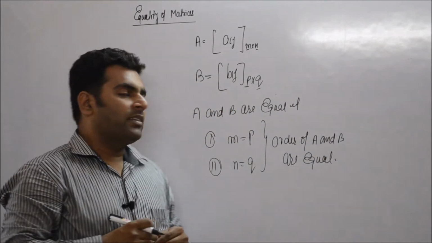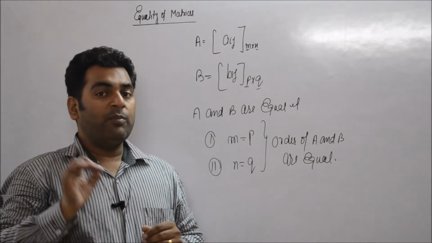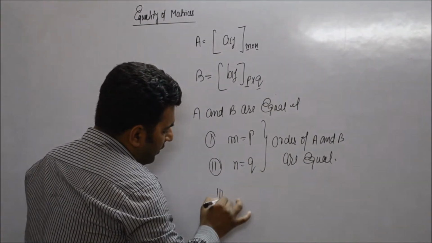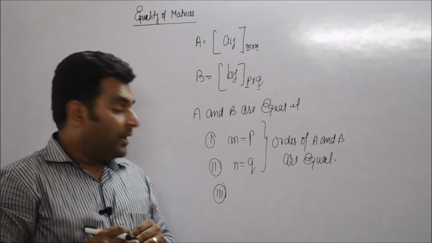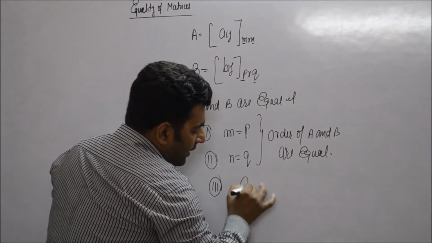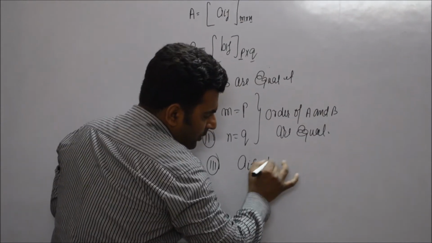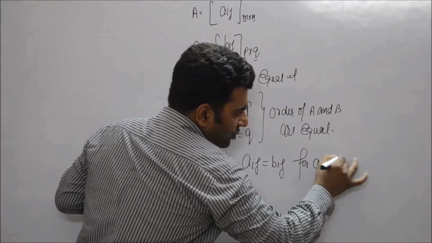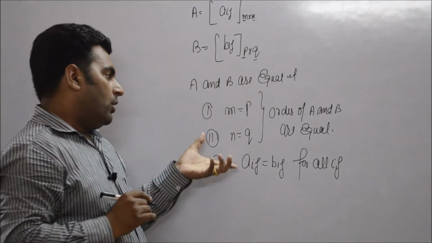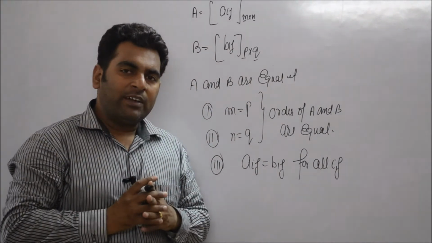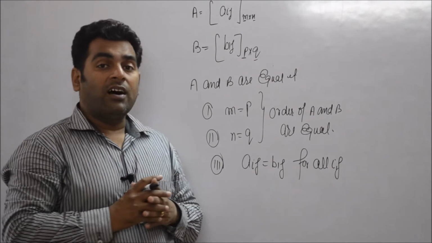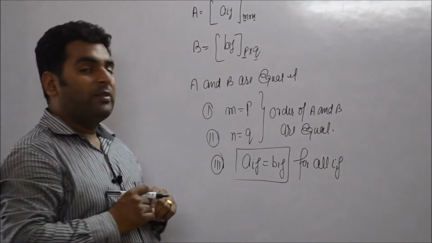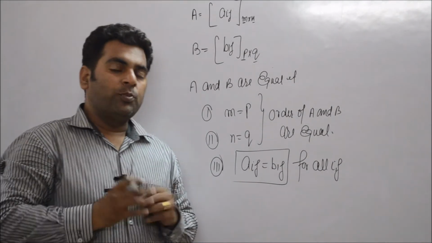If two matrices are of the same order, then they may be equal. Why am I saying may be equal? Because there is another condition on which equality depends, and that is Aij equals Bij for all i and j. If all three conditions exist simultaneously, then you say matrices are equal. This is called corresponding elements of both matrices should be equal.